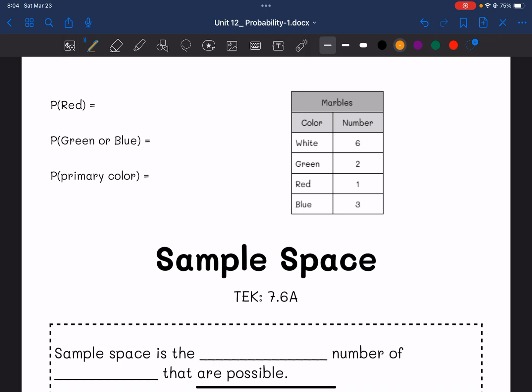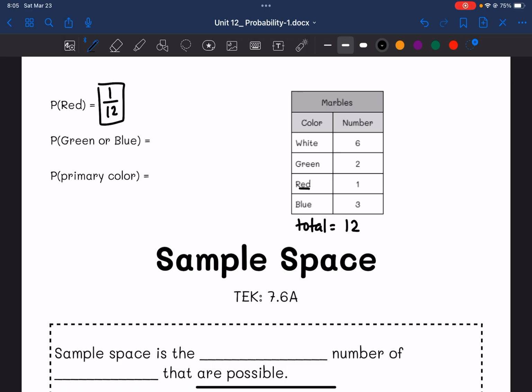All right, so these are the probability examples that we're going to do for this data set of the marbles. The first thing that I want to do is find a total of all of these numbers. So I'm going to add up all the numbers. 6 plus 2 is 8, plus 1 is 9, 10, 11, 12. So there's a total of 12. Now for looking at the red, there is 1 red, so that would be 1 out of 12. And I cannot simplify that any further, so that's my answer.